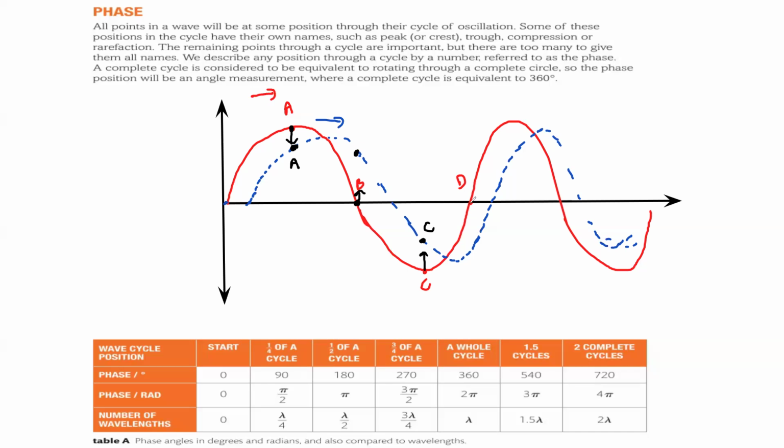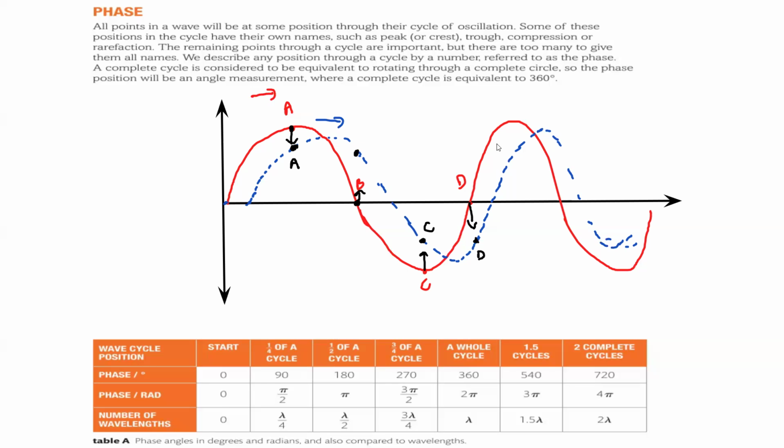What about D? This red is representing the original wave. Blue is representing the new position. So what is the direction of the motion of D? The new position of D will be here. So what is the direction of the motion of D? The direction of the motion of D will be downward.